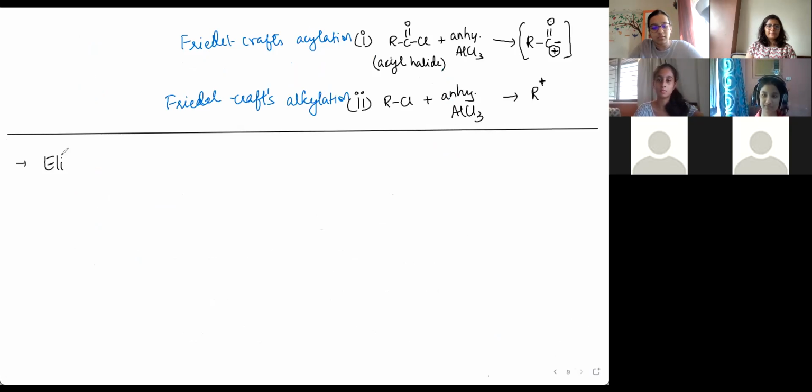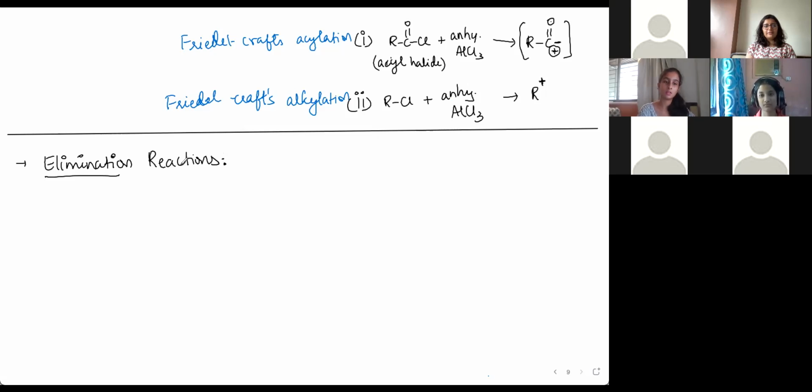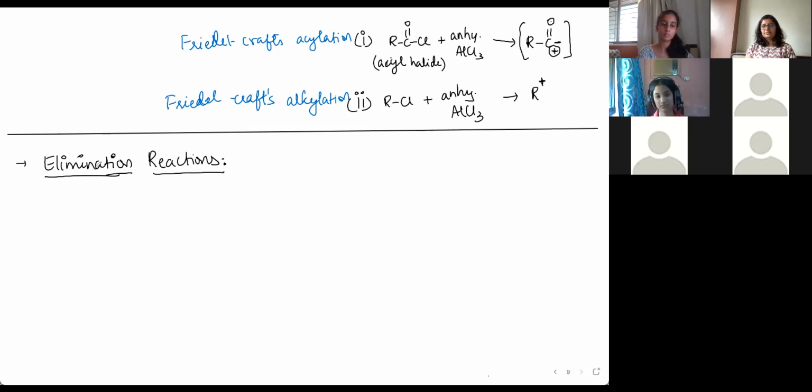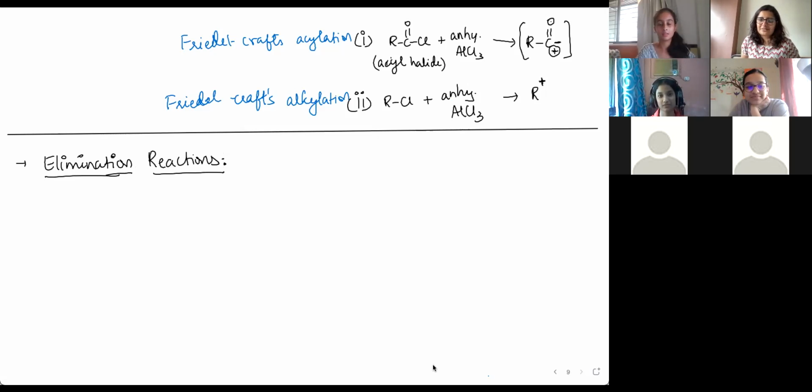Elimination reactions. Do you guys remember? Have you heard of this before? Beta elimination. Where have you heard this? In hydrocarbons. Yes, alcoholic KOH, that is the reagent used. But what happens during an elimination reaction? Halogen is removed from the alpha carbon and hydrogen from the beta. Yes, removal, elimination of a small molecule.